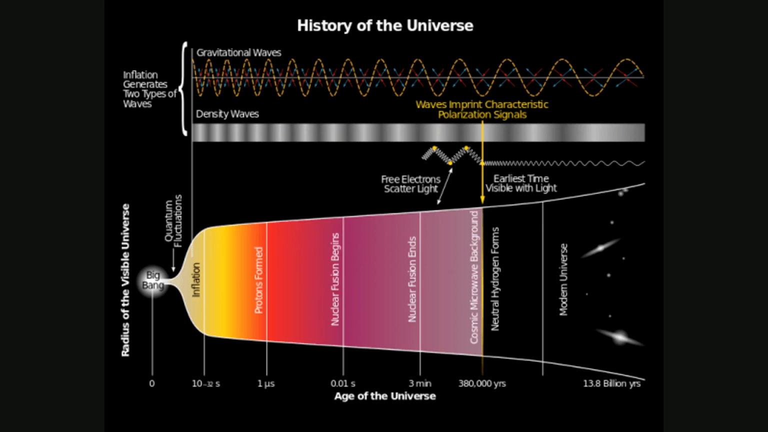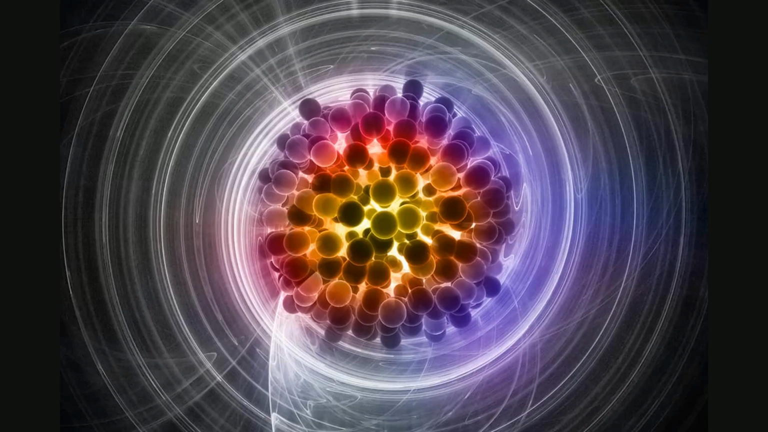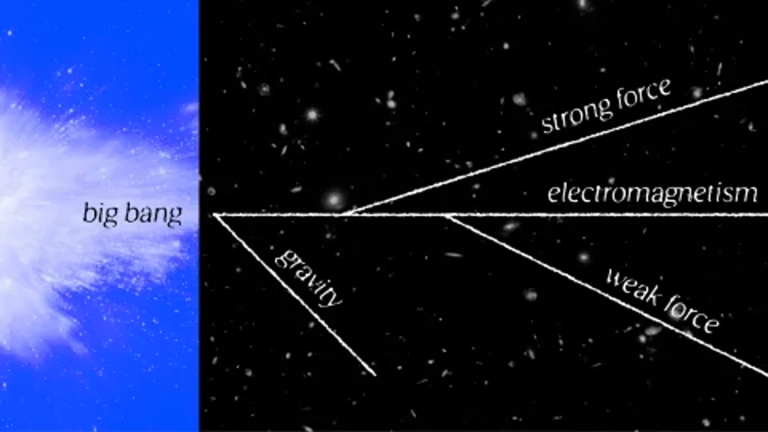At 10 to the negative 32 seconds to 10 to the negative 12 seconds, the electroweak force was still existent, and the universe was made up of only quarks and gluons, making the quark-gluon plasma. It was after this time that the temperatures cooled down for the two forces to split, and we had the electromagnetic force and the weak nuclear force.